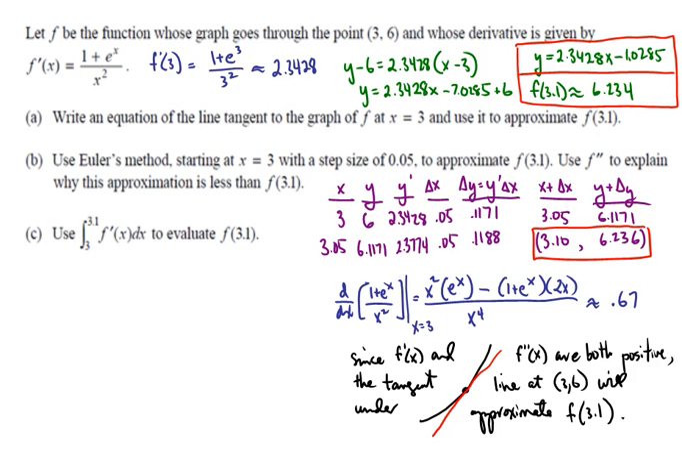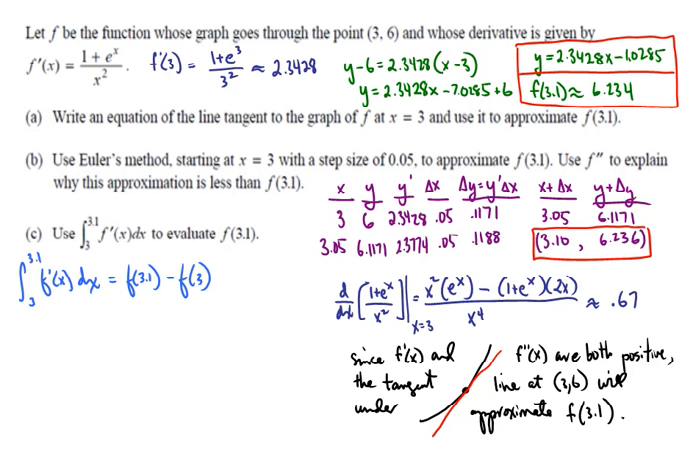Now, we're going to be able to actually find the value of f of 3.1 by using an integral. And the way this is going to happen is as follows. We know from the fundamental theorem of calculus that, by definition, the integral from 3 to 3.1 of f prime of x dx is simply the antiderivative of f prime of x, which is f of x, evaluated at the upper limit, minus the antiderivative evaluated at the lower limit.